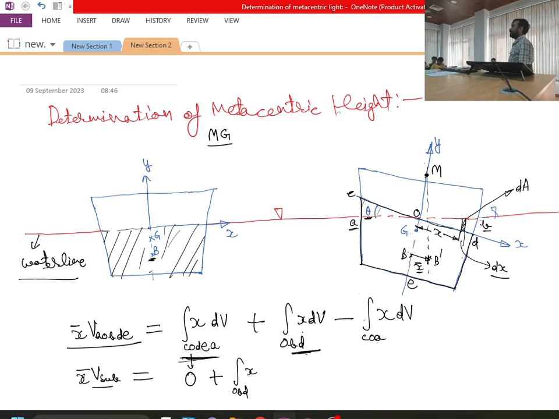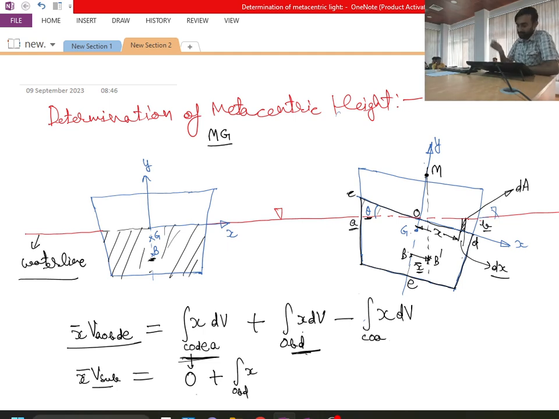Understood or not? For our simplicity of calculations, we cannot directly calculate this entire moment of the submerged volume. So we are taking the help of symmetry. First we are considering what was in the original situation, plus what addition has come, minus what portion we need to remove that has now come out of the water line. Understood now? So that is the reason for the first term, because we are only talking about the symmetric situation. So that's why this is becoming 0.